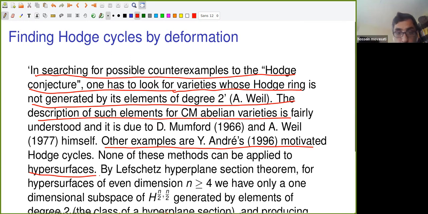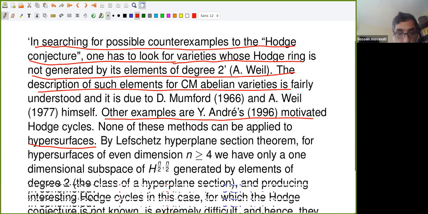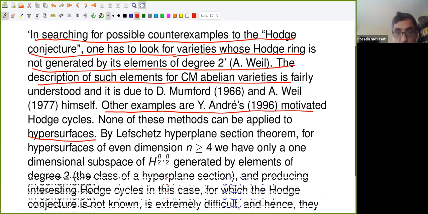Let's skip this technical problem. And so the idea is that nobody has been able to write down an explicit Hodge cycle for hypersurfaces, except for the Fermat variety. I mean, for the Fermat variety the Hodge conjecture is still true. But the idea is that we want to go beyond the Fermat variety, because the Fermat variety has a lot of symmetries, and the description of Hodge cycles becomes easier. But if I give you an arbitrary hypersurface, it will be impossible to decide whether it has a non-trivial Hodge cycle or not.